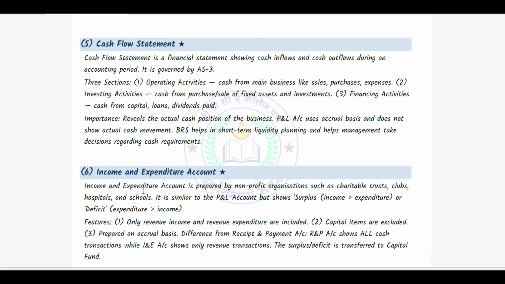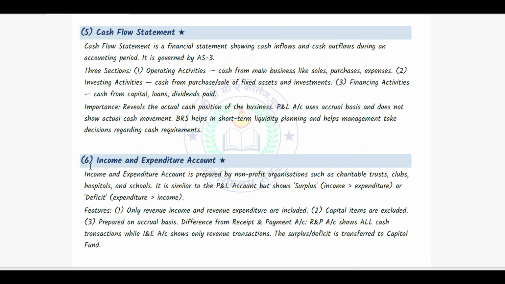Number five, cash flow statement. Cash flow statement is a financial statement showing cash inflows and cash outflows during an accounting period. It is governed by AS3. There are three sections. Operating activities, cash from main business like sales, purchases, expenses. Number two, investing activities, cash from purchase and sale of fixed assets and investments. Number three, financing activities, cash from capital, loans and dividends paid.